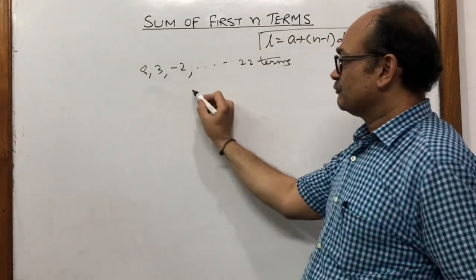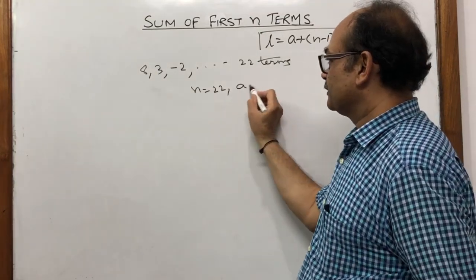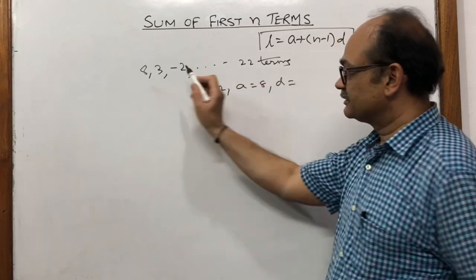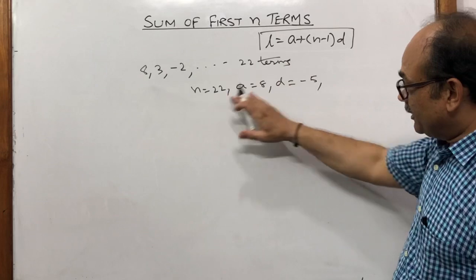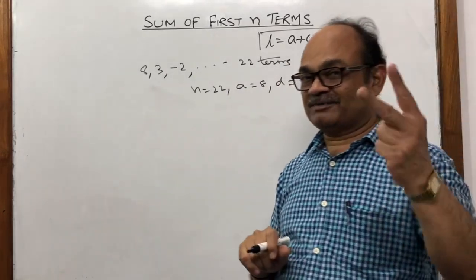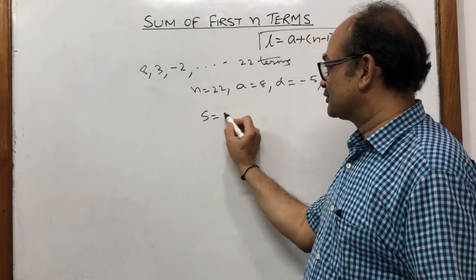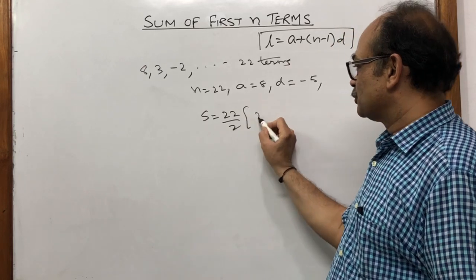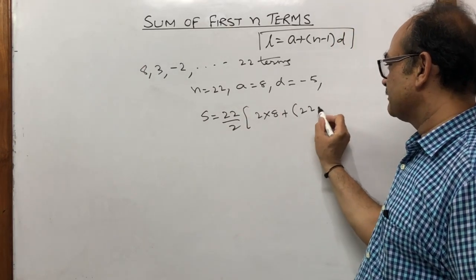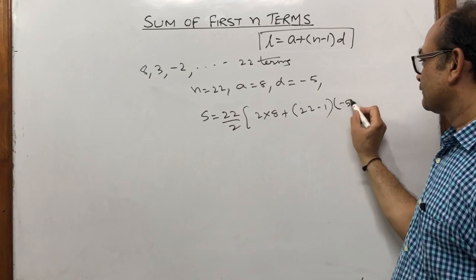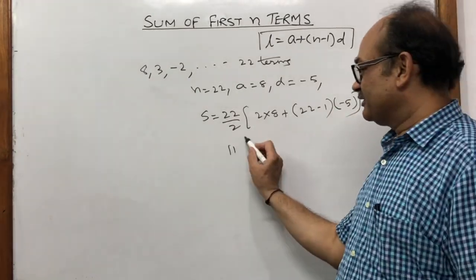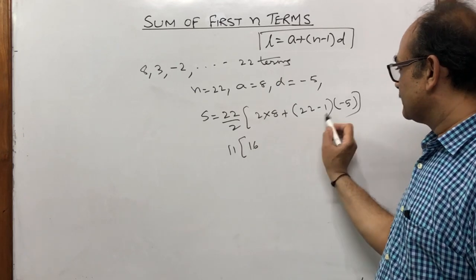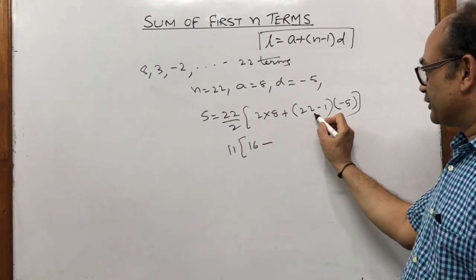N means 22, A means 8, D means 3 minus 8, that is minus 5. You know A, N and D, so you have to apply formula number 2. S equals N by 2 into 2A plus N minus 1 into D is the answer. Now simplification: 11 into 16 minus 11, 21 into 5.